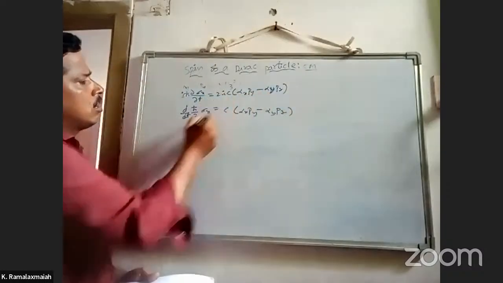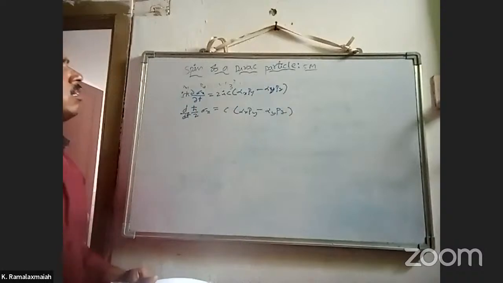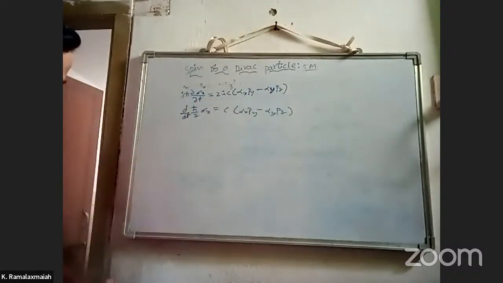This 2 is a cross multiplication, and this one is a denominator cross multiplication 2 is.